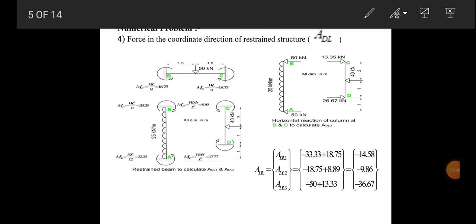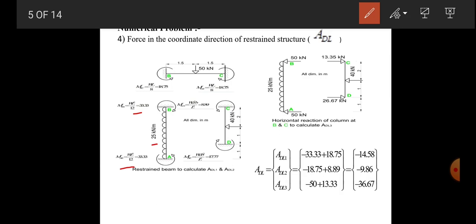Next step: force in the coordinate direction of the restrained structure, ADL. To find out ADL1, ADL2 and ADL3, we have to keep each member restrained and find out the fixed end moments. Now first is a column acting with the UDL of 25 kN per meter. So the fixed end moment will be WL square by 12. So we have 33.33 as a fixed end moment for each end.